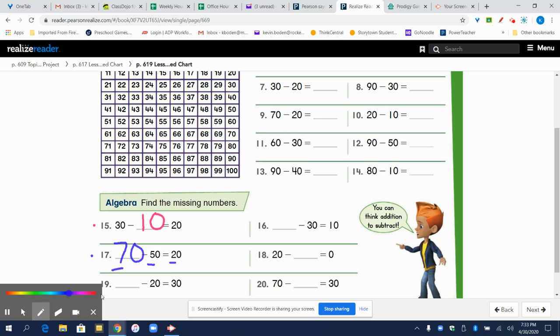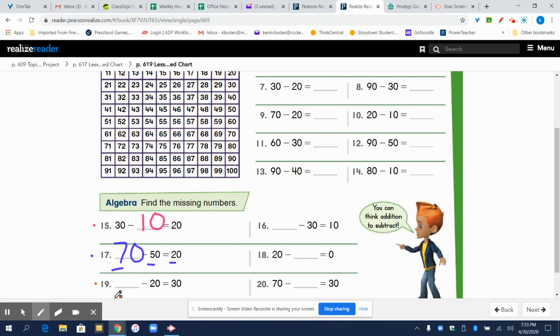Number 19, our last one, says blank minus 20 equals 30. So once again, we have to start at a big number and take away 20 to get down to 30. All right, what number would you like to try?